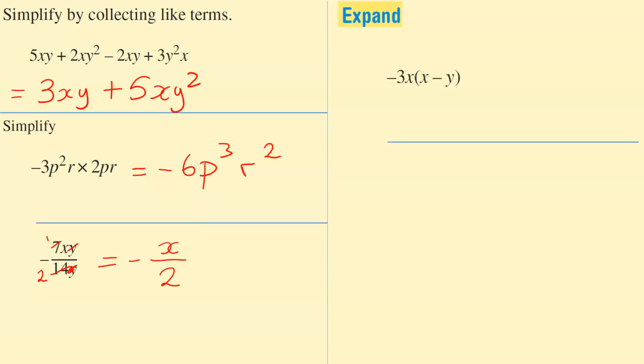Next one. Next revision, expansion. Let's expand this. Equal sign. Don't forget to write down your equal signs when you're doing questions. We have negative 3x times x is negative 3x squared. Now we have negative 3x times negative y. That becomes a positive 3xy.